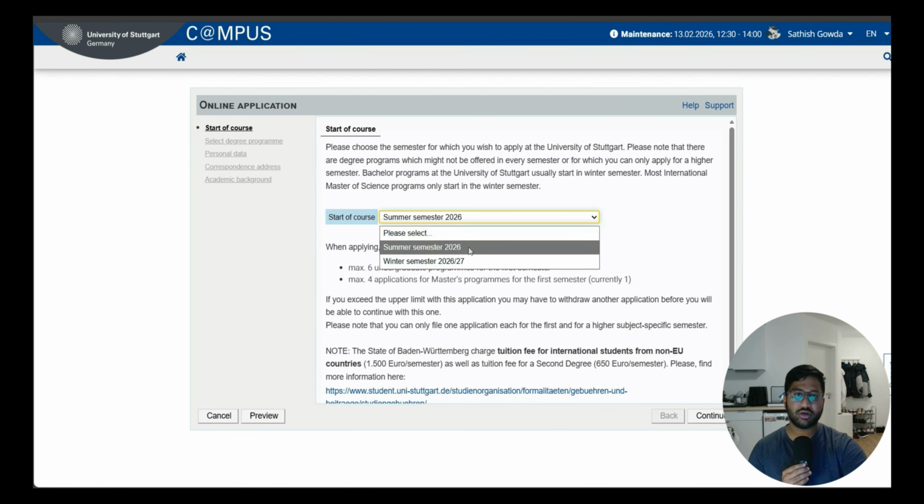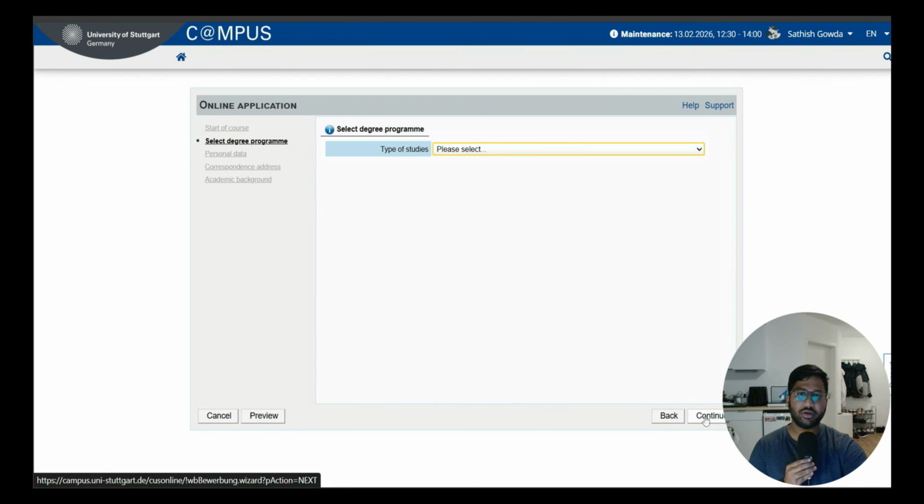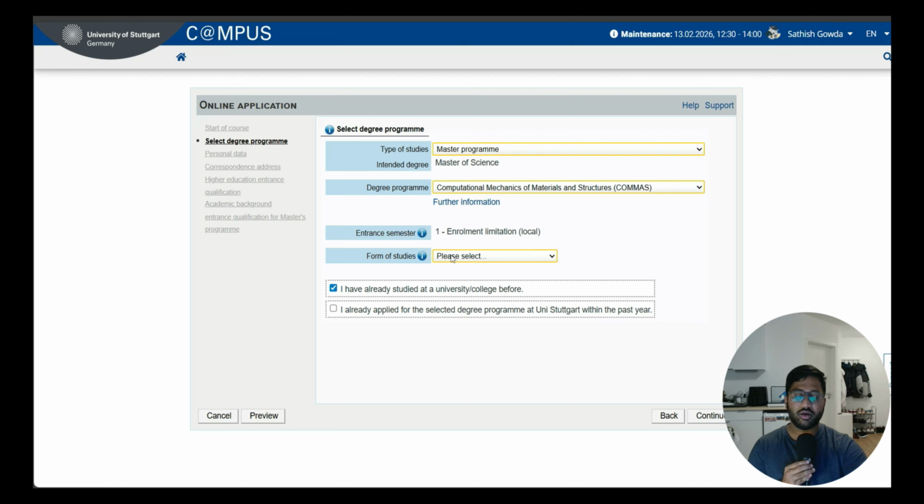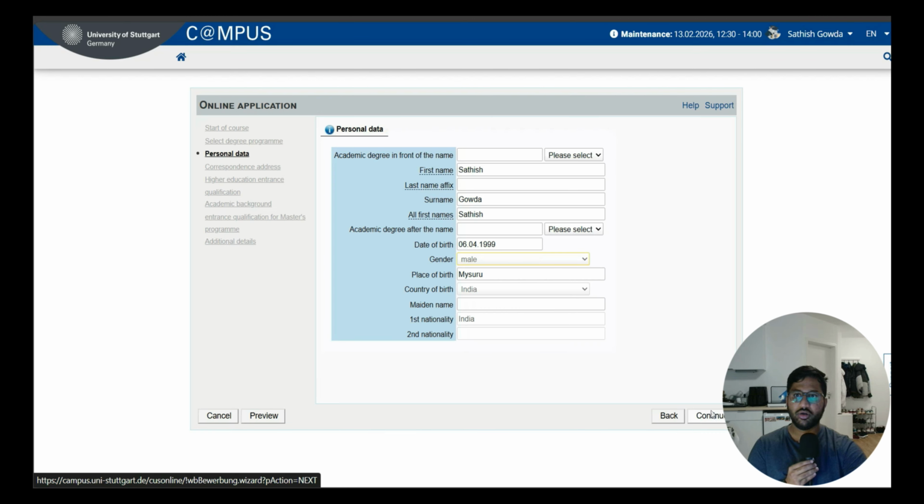This will be for the winter semester 2026-2027, and we click on continue, and this will be for the master's degree program, first degree, and for commerce. And here it will always be a consecutive master's degree program. I have already applied for the selected degree program at the university within the past year. If you have already applied for one or two courses and you are applying for a third course, then you can click here, or for a second course, click here. If you are applying for only one course, then you uncheck it, then click on continue. Once you click on continue, we continue with personal data, correspondence address, higher education, etc.